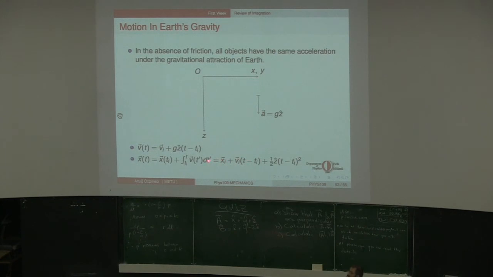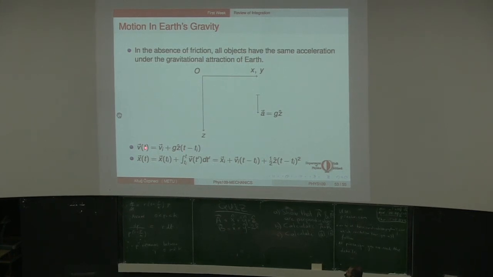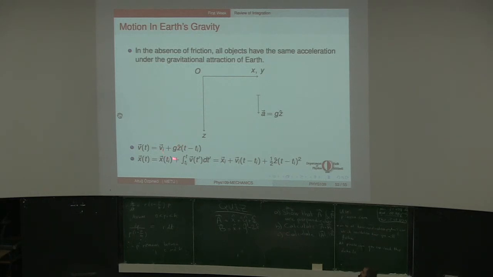This vi is the initial velocity. It's a number. The final velocity at the time t is given by this expression. If you use this expression for the velocity and calculate the position, you get all this expression. Again, this vi is a constant number. It's not the velocity at the time t. It is its velocity at t equal to ti, the initial time.